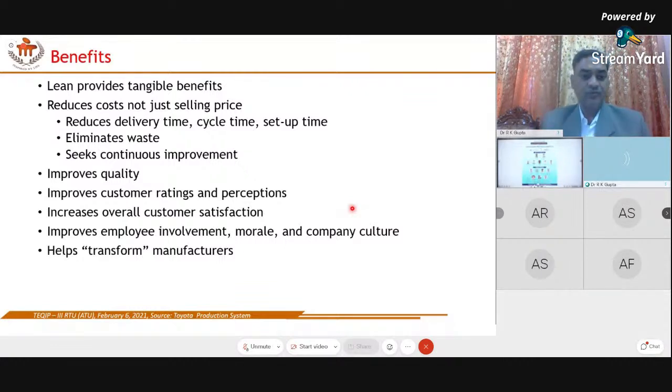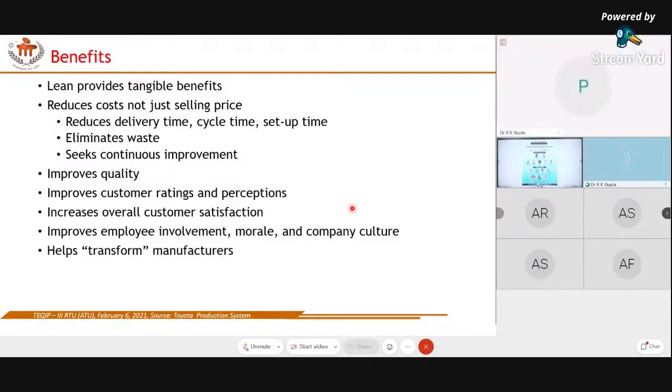Then the improved quality of the product improves customers' rating and perceptions. That builds faith among the customers. If you supply on time and supply better quality products, it will give us better ratings, and that means it gives us a good perception among the customers. Then it increases overall customer satisfaction, improves employee involvement, their morale, and the company's culture, and helps transform manufacturers. That also helps in the transformation of the manufacturing process.